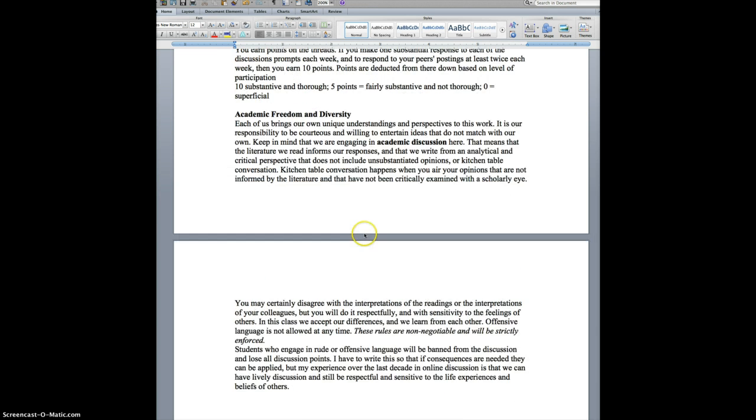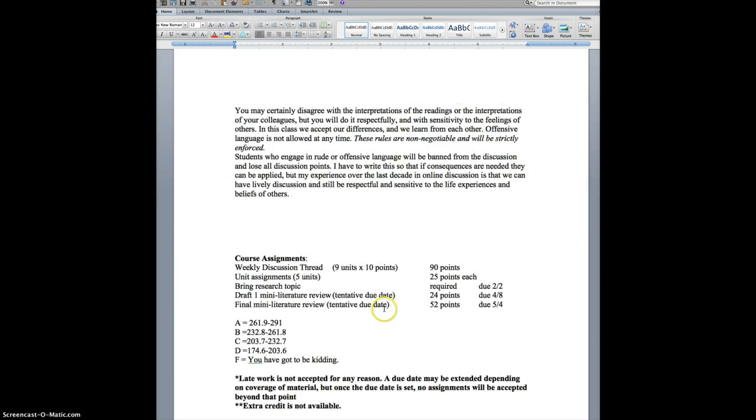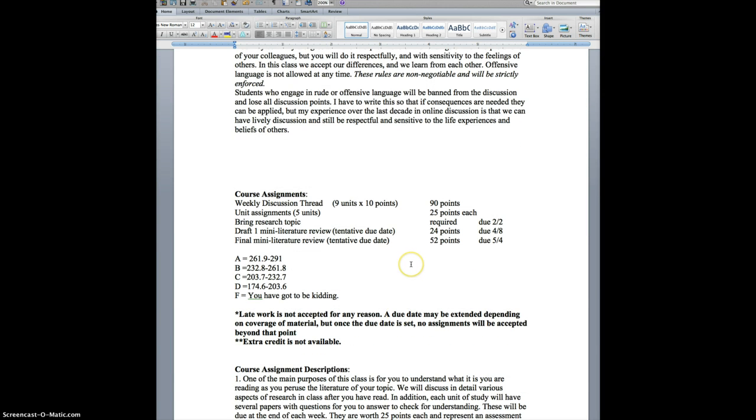You can read the part about academic freedom and diversity on your own. As far as the course assignments, basically there are 9 weekly threads. Some units will have more than one thread, but basically each unit has associated threads. There are 10 points for each. There are 5 unit assignments, which are articles that you'll read. I have a set of questions that you will answer based upon those readings, and those are worth 25 points each.